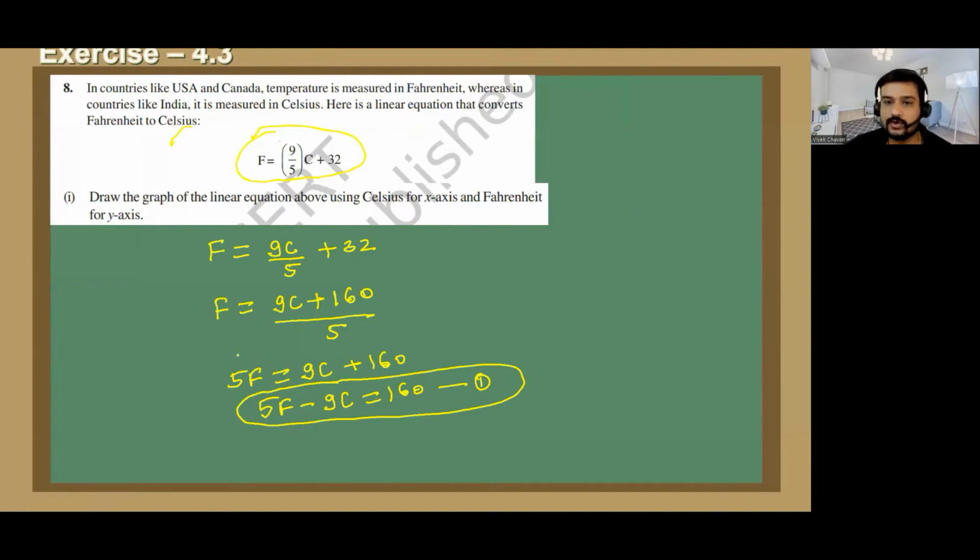Now we have to draw the graph for this equation. For drawing the graph, what do we require? Coordinates. Okay, so we will have to find the coordinates of this equation. So we'll draw the table now.